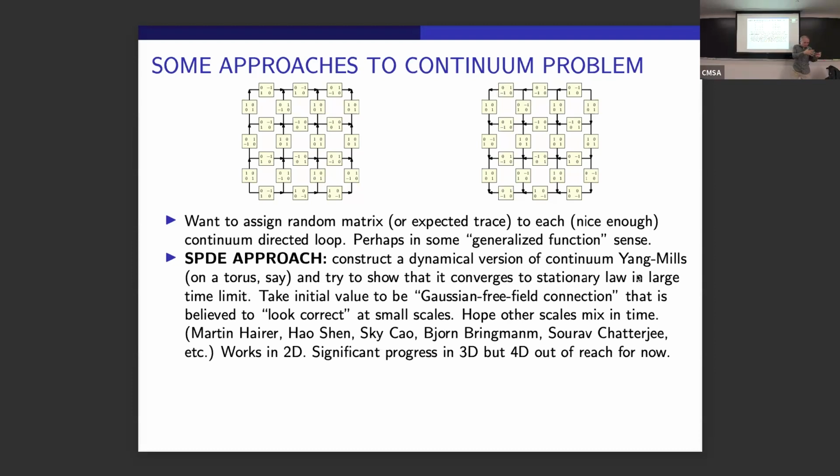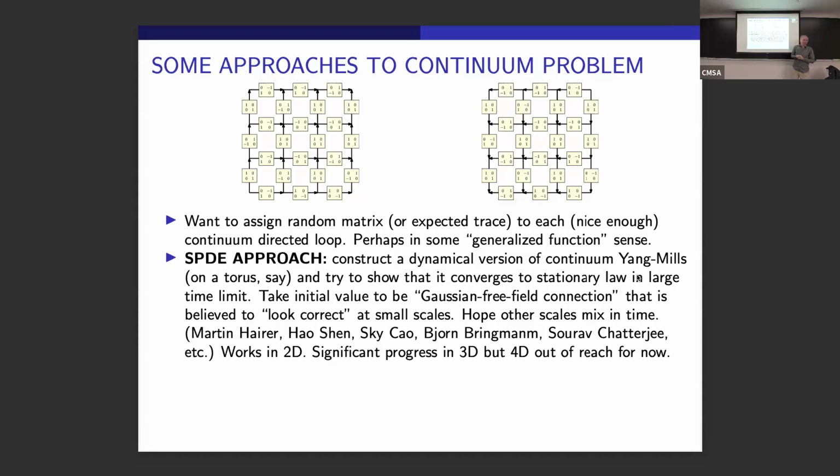So if you could construct a continuum dynamical version and run this thing and show that it is well defined for all time, then you could maybe hope to show that even if you start with a Gaussian random field, over time it will mix, and that the long-term limit, the stationary measure of this object, will be the object you want.